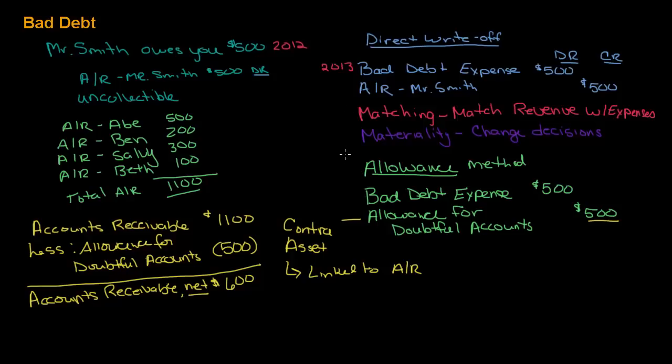Okay, so two methods, the direct write-off method and the allowance method. Both use bad debt expense, but remember under the allowance we don't know who's not going to pay, right? So therefore we're going to use this allowance for doubtful accounts.